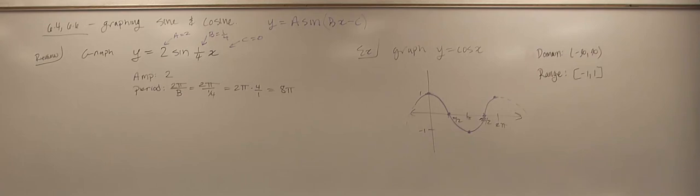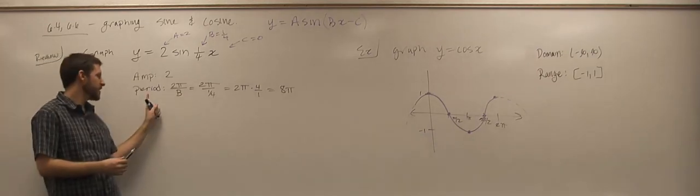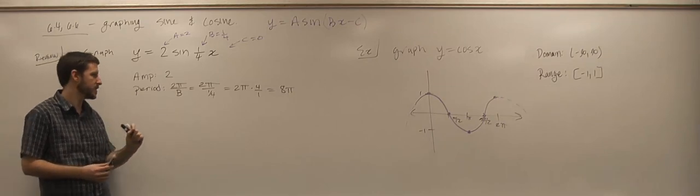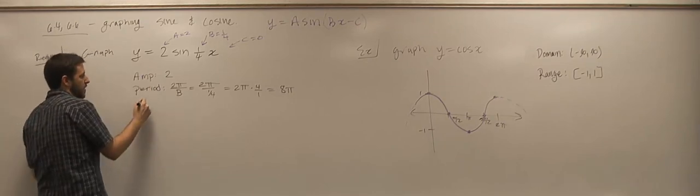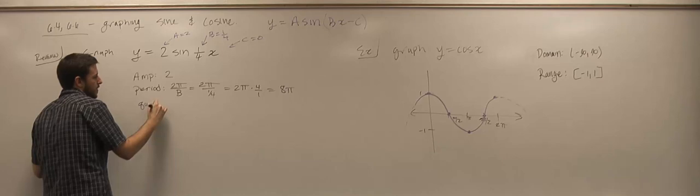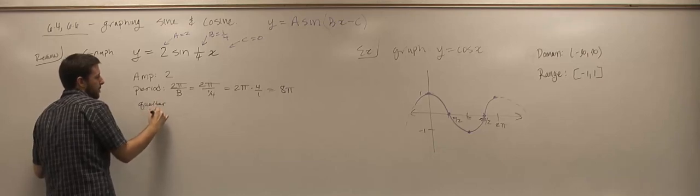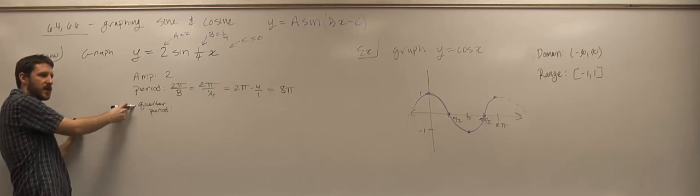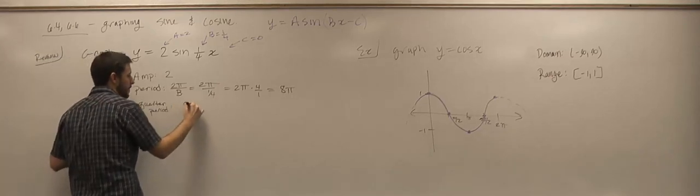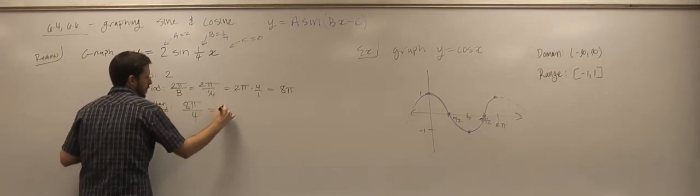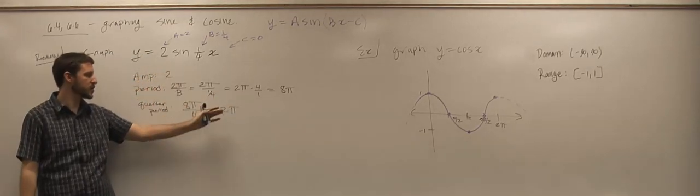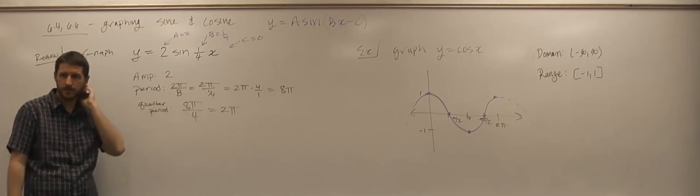But I don't really want the period as much as I want the quarter periods, because the quarter periods tell me where everything happens. So I'm going to do another quick calculation and find the quarter period. Where does that come from? Exactly what it says. Cut it in quarters. 8 pi over 4. So all my important points on this sine function are going to happen at intervals of 2 pi.